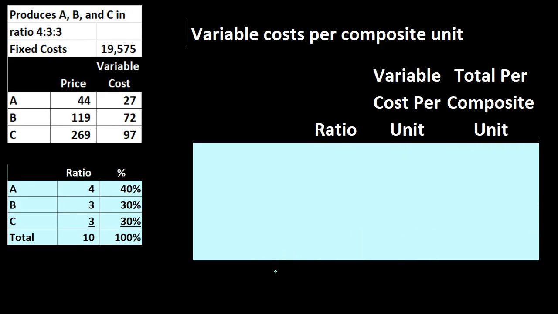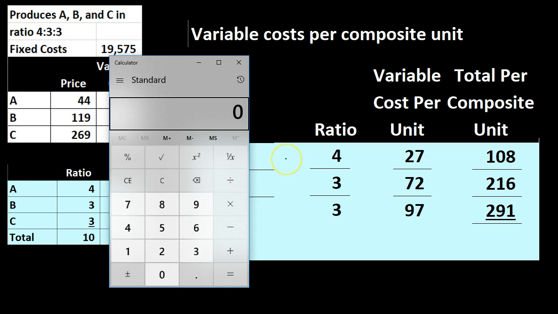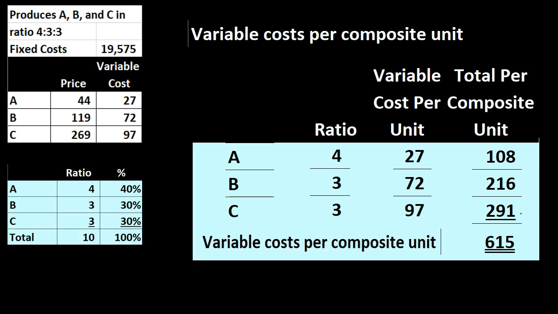The next thing we're going to do is have the variable cost per composite unit. Similar type of calculation. We're going to have the inventory items A, B, and C, the ratio 4, 3, 3. And then we have the variable costs given in the problem by inventory item, the 27, the 36, the 72, and the 79 variable costs. Multiplying them out, we would get something like 4 times 27, which gives us the 108, and so on. We're going to multiply these out, and then adding up the 108, the 216, and the 291, we get a total variable cost per composite unit of 615.